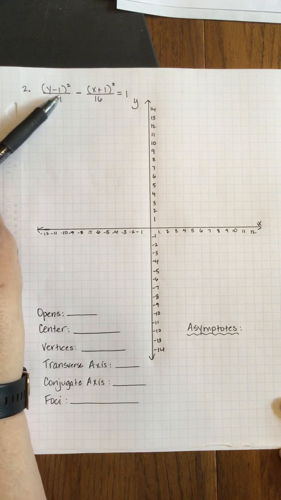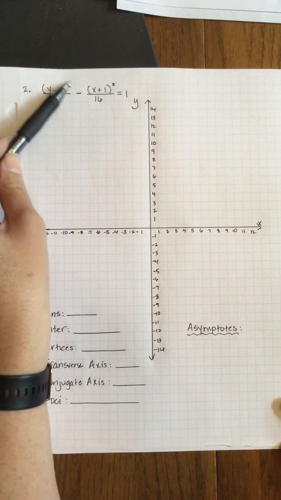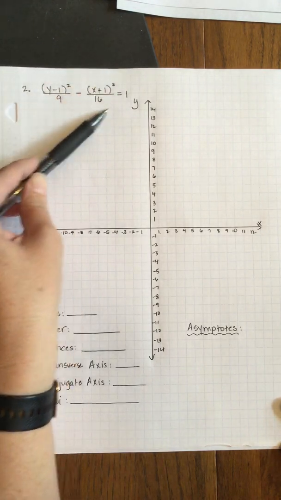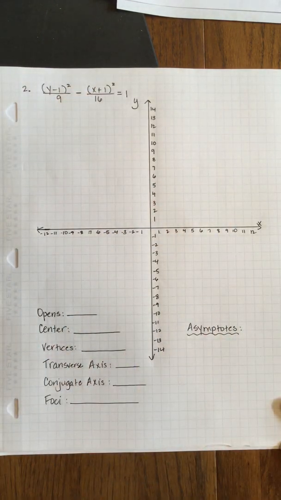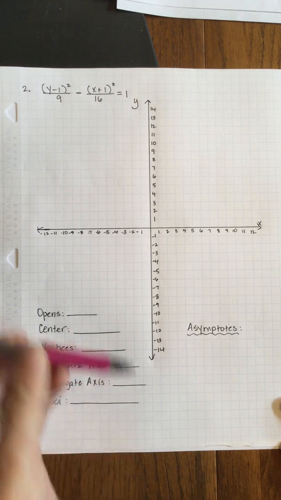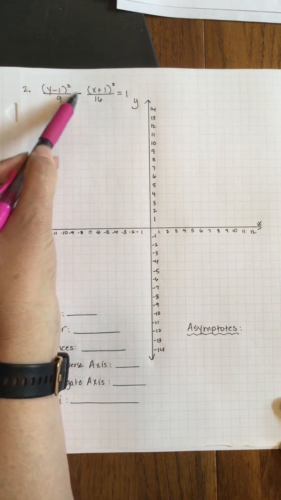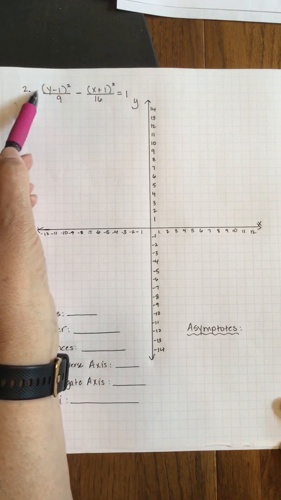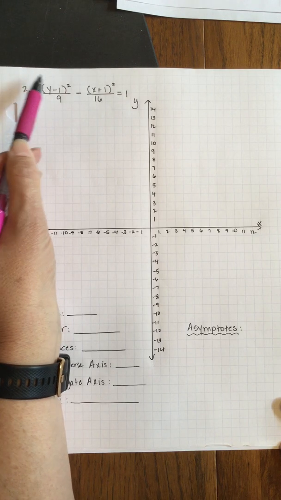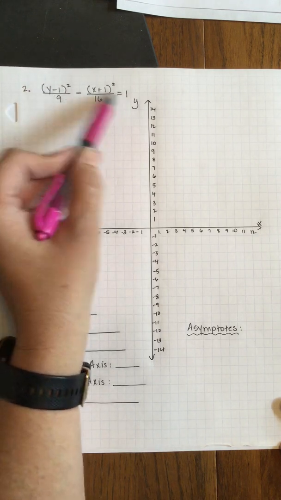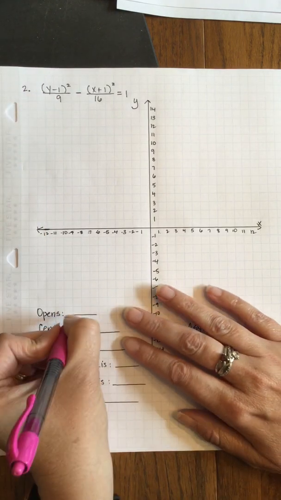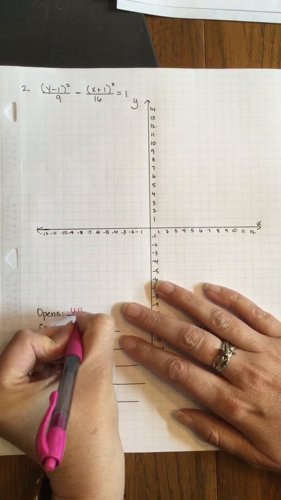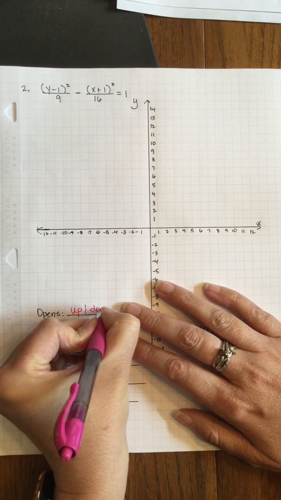So another thing that I want you to observe is that the y fraction is first and the x fraction is second. You have to be very aware of which fraction is first and which fraction is second. So if the y fraction is first and it's positive, right? Or if the y fraction is positive regardless of the order, then this is going to open up, down. So this one opens up, down.